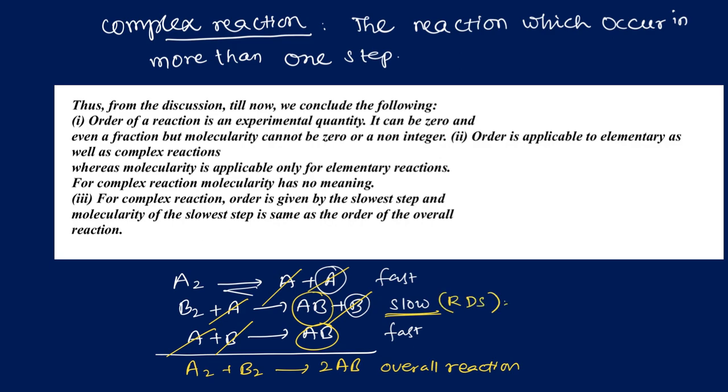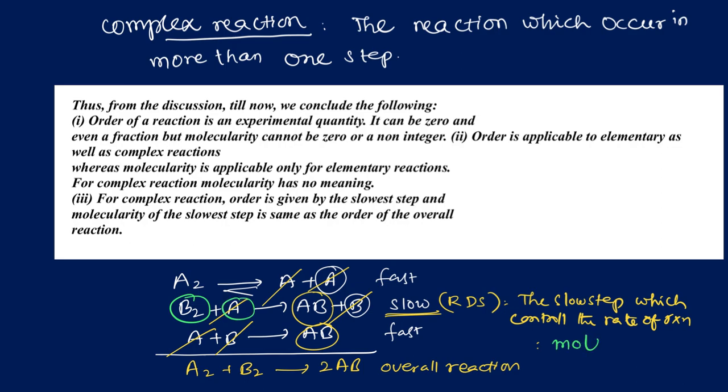Rate determining step means the slow step which controls the rate of reaction. The slow step which controls the rate of reaction, that is called the rate determining step. In this slow step, how many molecules are participated? B2 one, A one. Therefore, molecularity is equal to 2.